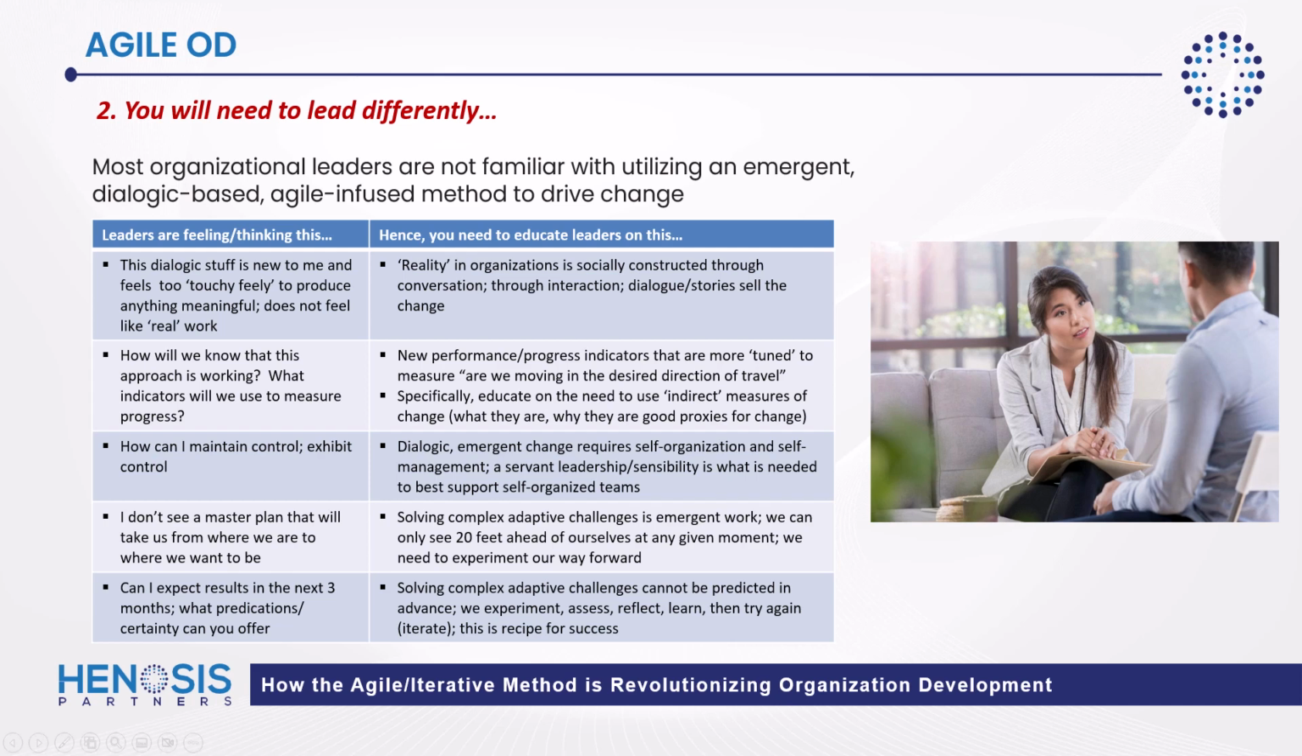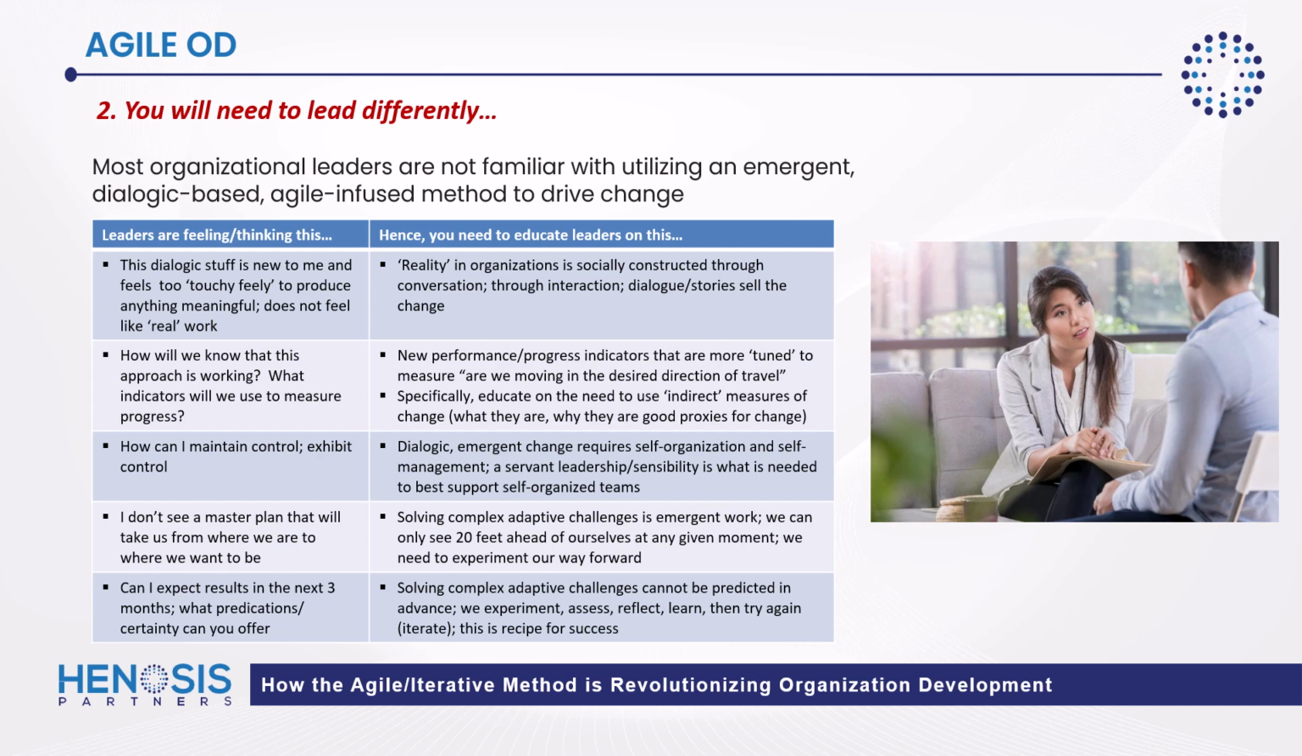Another habitual way that leaders feel and think is, how can I maintain control, exhibit control, in front of my staff? To this, you'll need to educate leaders that dialogic emergent change requires self-organization and self-management, and that a servant leadership and sensibility is what is really needed to best support self-organized teams.